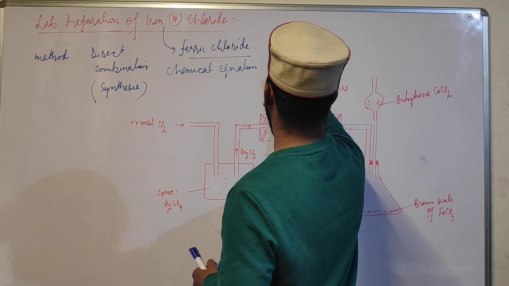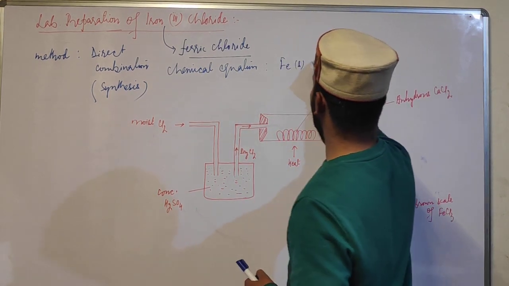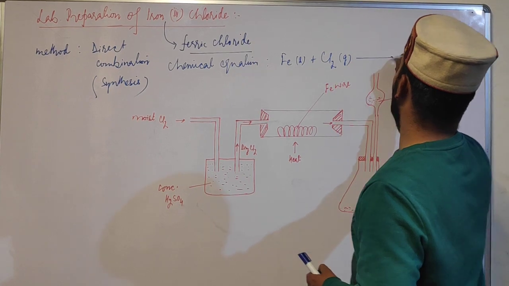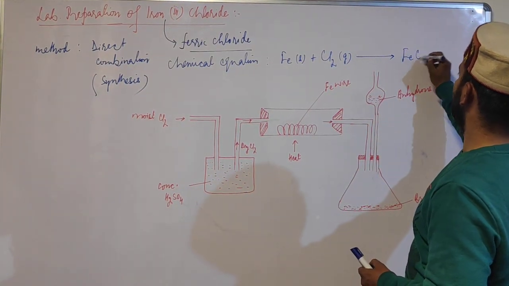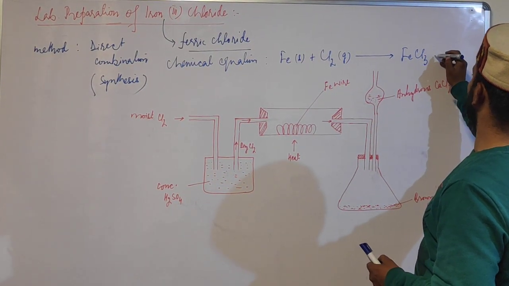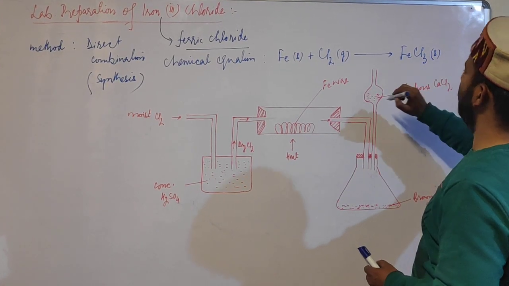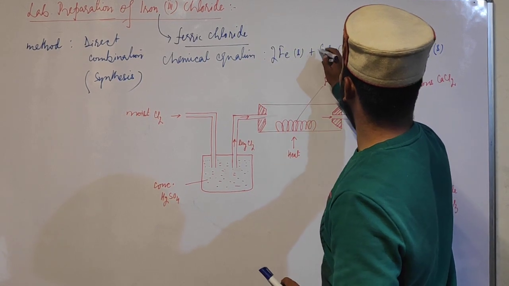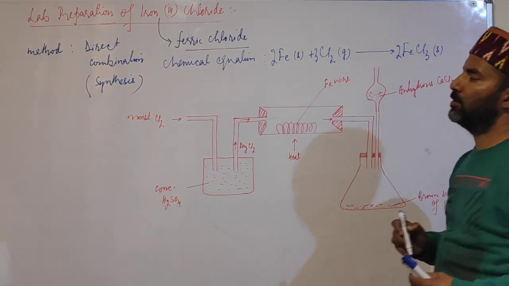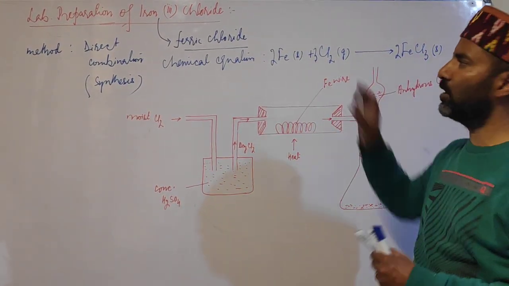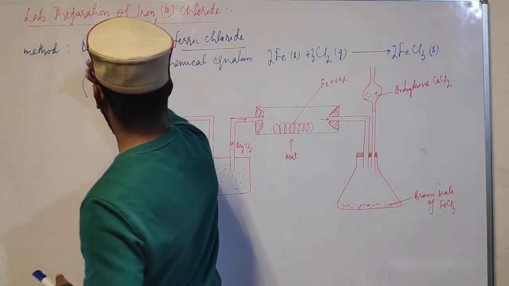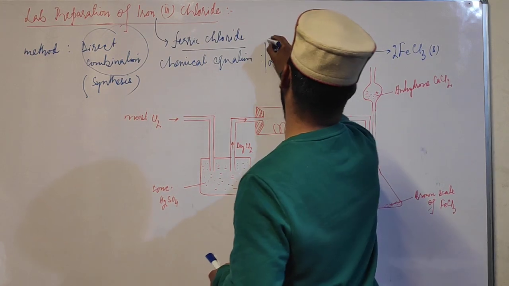that we heat iron with dry chlorine gas and we get a brown colored solid which is called ferric chloride. So on balancing we get this as the main equation. So this is how we prepare ferric chloride. The main thing is how it is prepared and the balanced chemical equation.